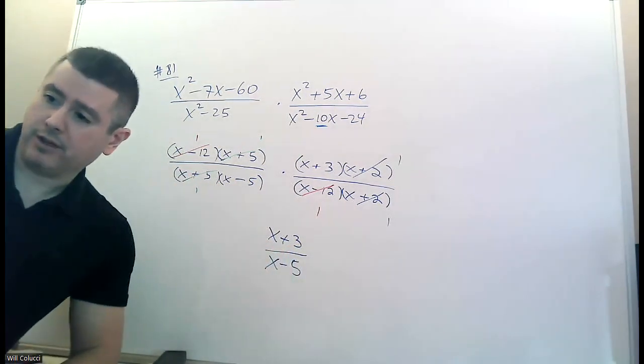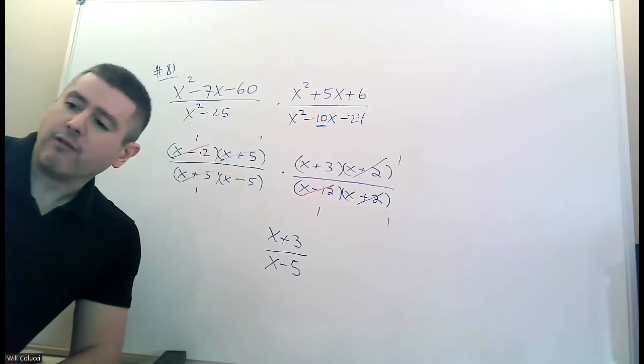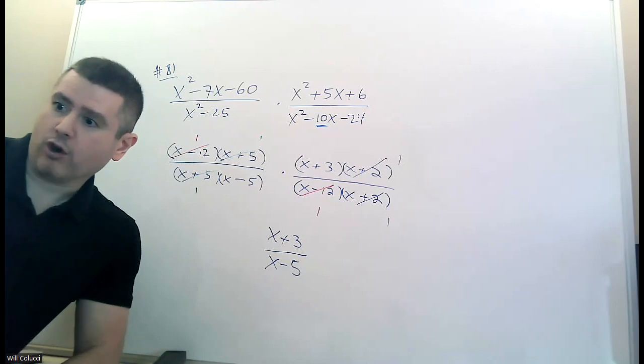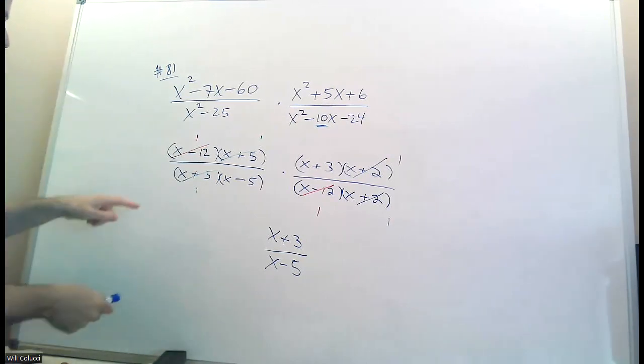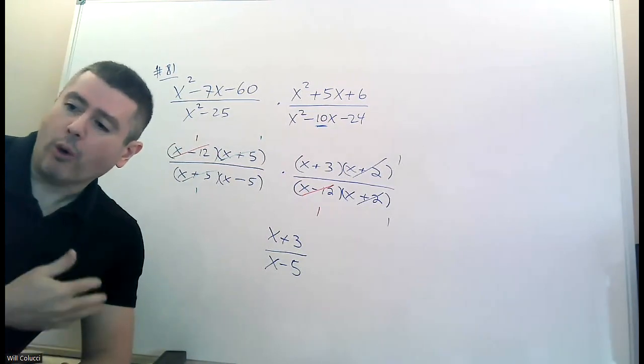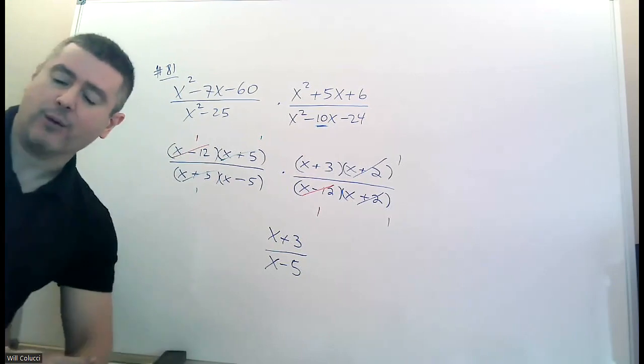If this doesn't happen to you, if you end up with two things on top, two things on bottom, they're not rigged that way. I'm not going to design the problem so that one thing crosses out and nothing else does. I'm not going to do this so that you can cross out the x minus 12s and then nothing else crosses out. That's ridiculous. The whole point of this question is for everything to cross out. That's what we want. We design it that way.